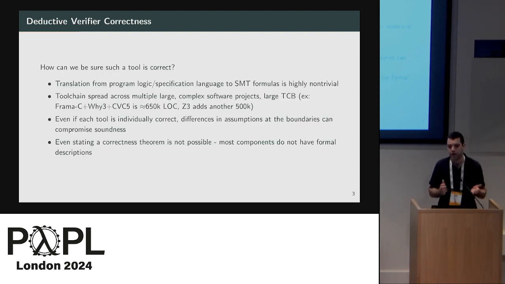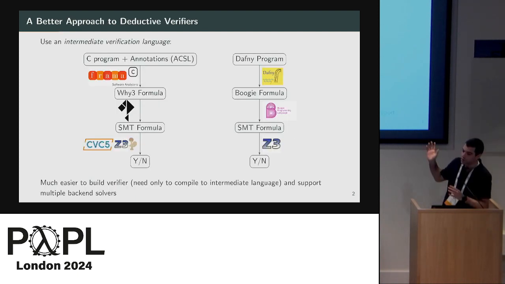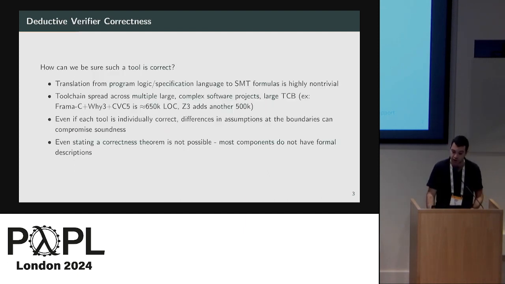But how do we know that? I show here on the slide two examples of existing real-world deductive verifier toolchains, Frama-C, which uses Why3 as a backend, and Dafny, which uses Boogie as a backend. But how do we know that these kinds of toolchains are correct? The whole toolchain is doing this very complicated set of transformations from these rich specification logics to simpler SMT. It's spread across multiple different projects, looking at hundreds of thousands to even millions of lines of code.